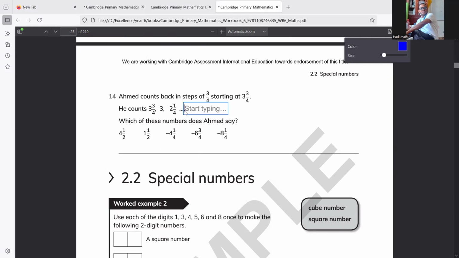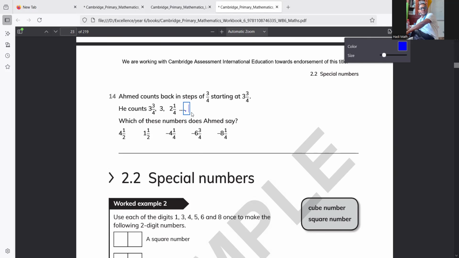To add 3 over 4, like 2 plus 3 over 4, is going to be what? This is 2 and 1 over 4. When you add to it, it's going to be 2 and 4 over 4. When you say 4 over 4, it means what? It means 1. But we are subtracting, not adding. Because here, 3 and 3 over 4, we subtract 3 over 4.